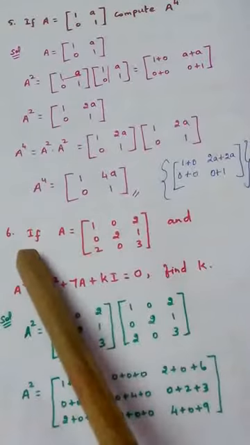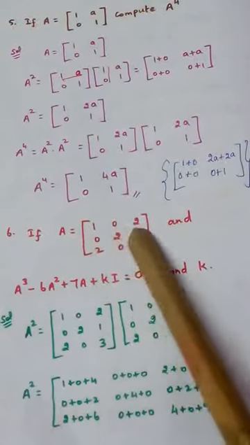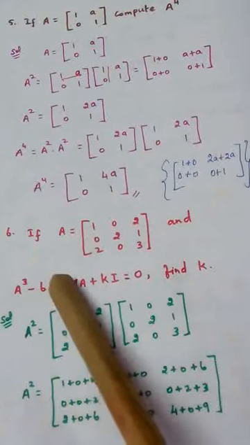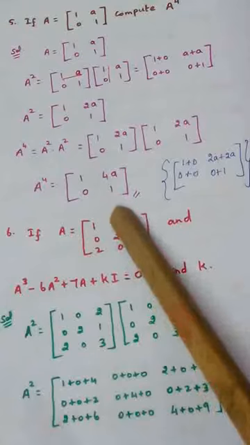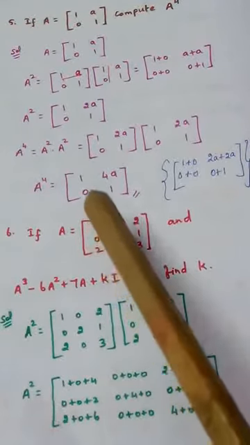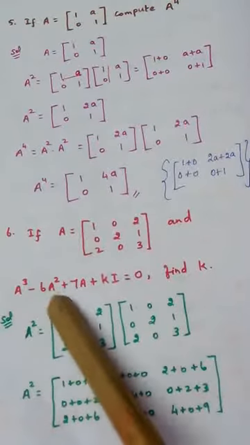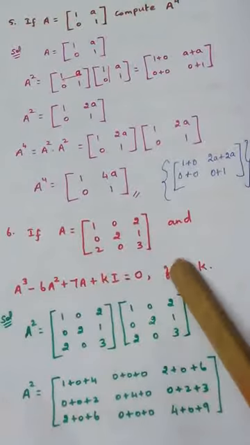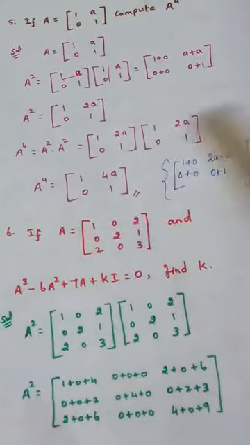Problem number 6. If capital A is equal to this, it is a matrix of order 3 cross 3, because it has 3 rows and 3 columns. And they have given one condition also: A cube minus 6A square plus 7A plus k equals 0. If this condition is satisfied by this matrix, find k. We need to find the value of k, that's all. If we add all these things, the answer is 0. Then what is this k? That is the question. So I will try to find out what A cube and A square are using this matrix.